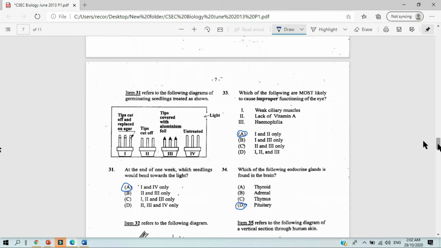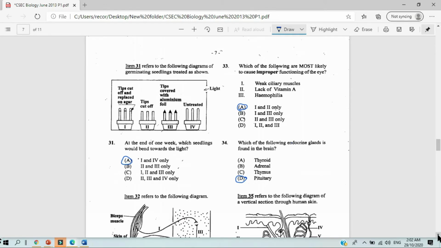So we know here that growth is still being promoted with the agar block, so this is definitely going to be 1. And this plant is unaffected, so it's just going to bend over like any plant, the sunflower, and so on, bend towards the light. If you had a pea plant in a cup and it was at the window, it would bend to the light. So our answer is going to be A for 31. Let's run on down to 32.